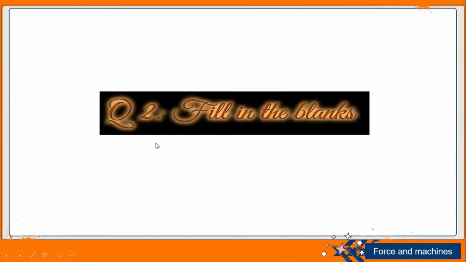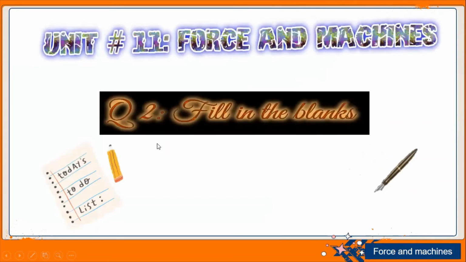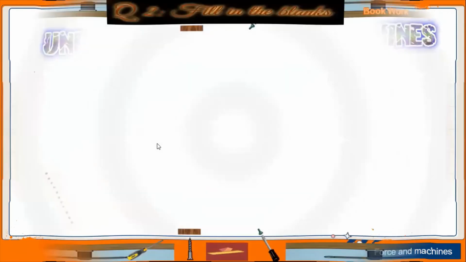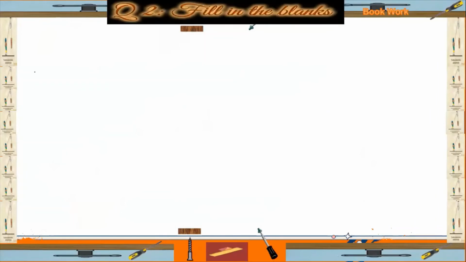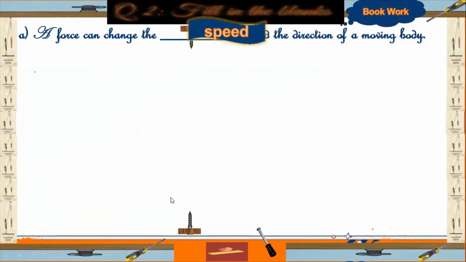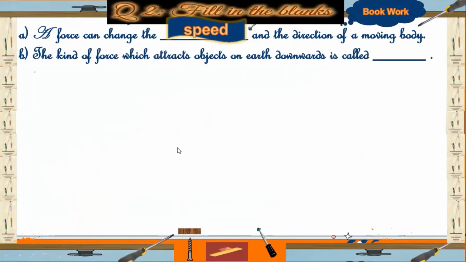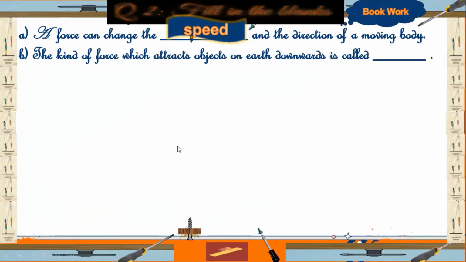Now we come to today's work. Today's work is question number 2, fill in the blanks. Students, it's book work, pages 90 and 91. So first open your book and then start. The first one is: a force can change dash and the direction of a moving object. Yes, it's speed and the direction of a moving body. Students, the kind of force which attracts objects on earth downward is called dash.